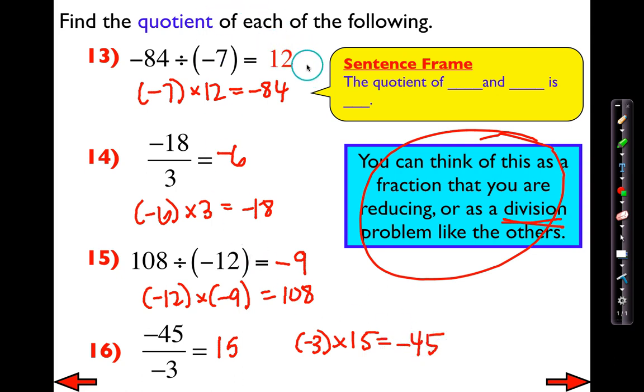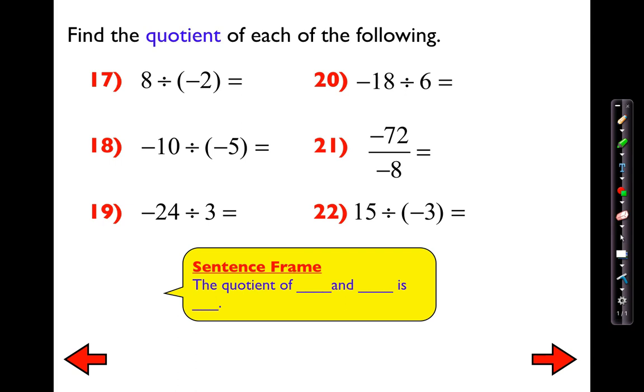So the quotient of negative 84 and negative 7 is 12. The quotient of negative 18 and 3 is negative 6. The quotient of 108 and negative 12 is negative 9. And the quotient of negative 45 and negative 3 is 15. So now at this point, what I'd like you to do is go ahead and pause the video and try number 17 through 22 all by yourself.